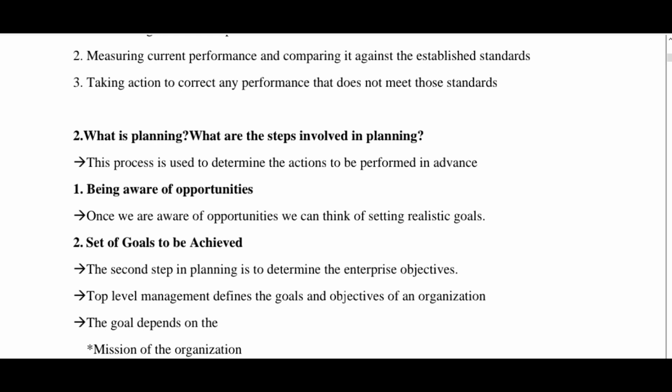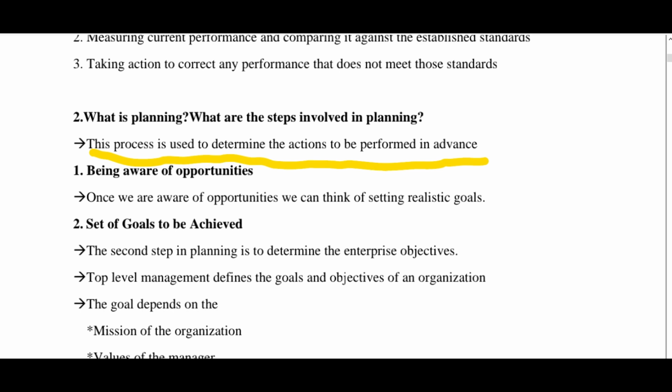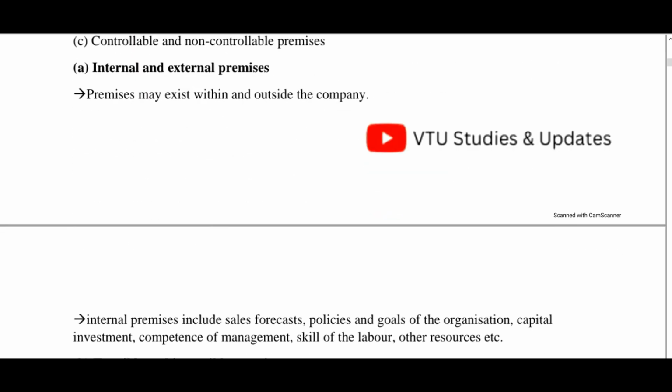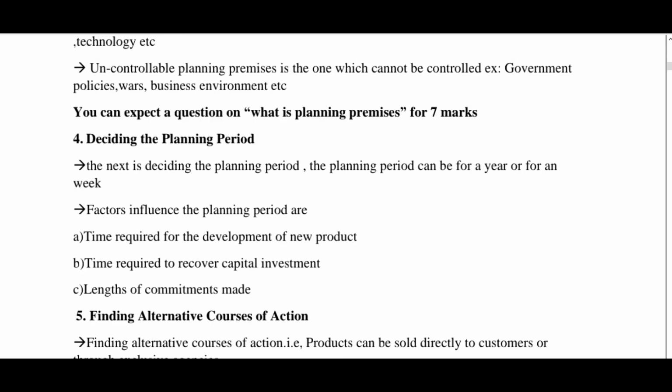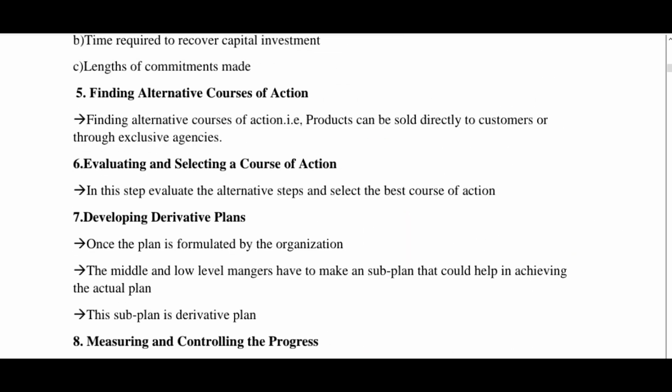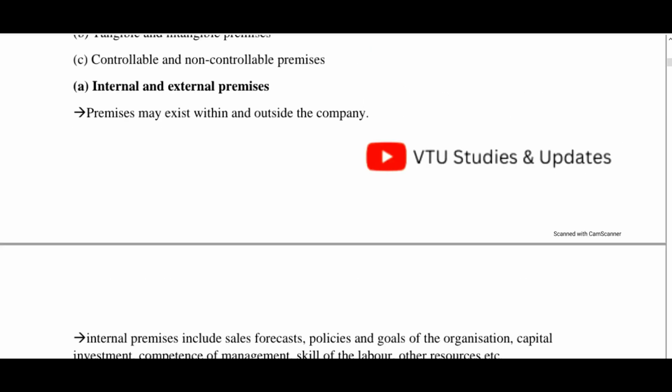Planning is a process used to determine the actions to be performed in advance, like what we studied previously. What are the steps involved in planning? There are 8 steps in total involved in planning.